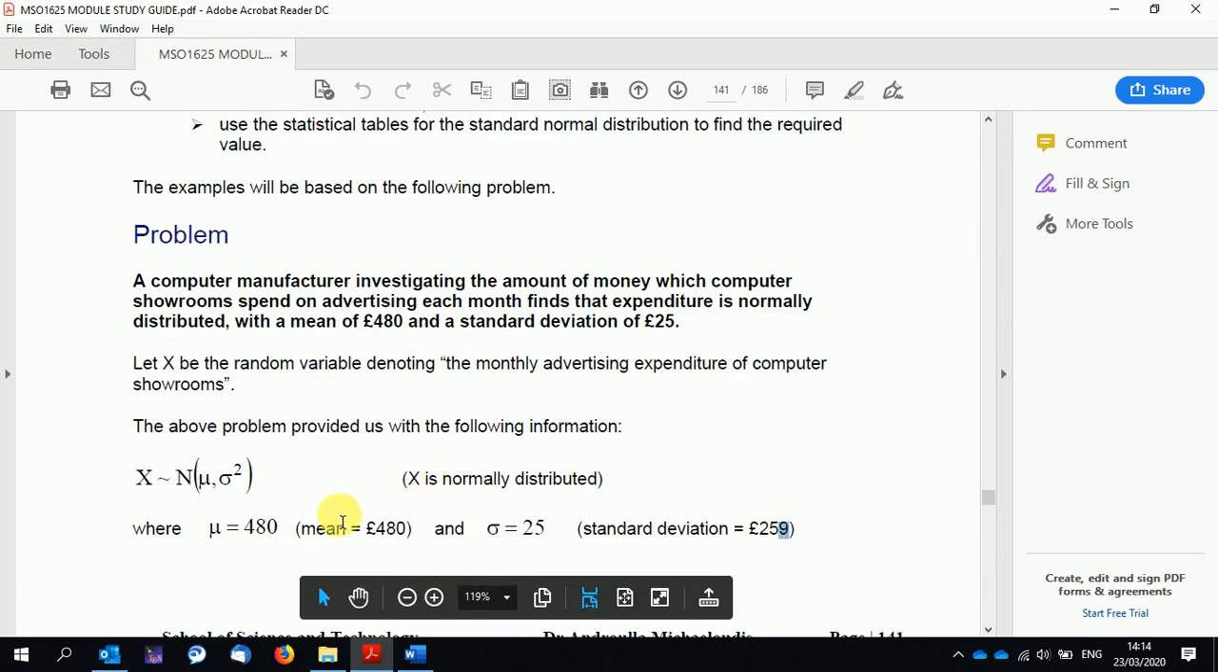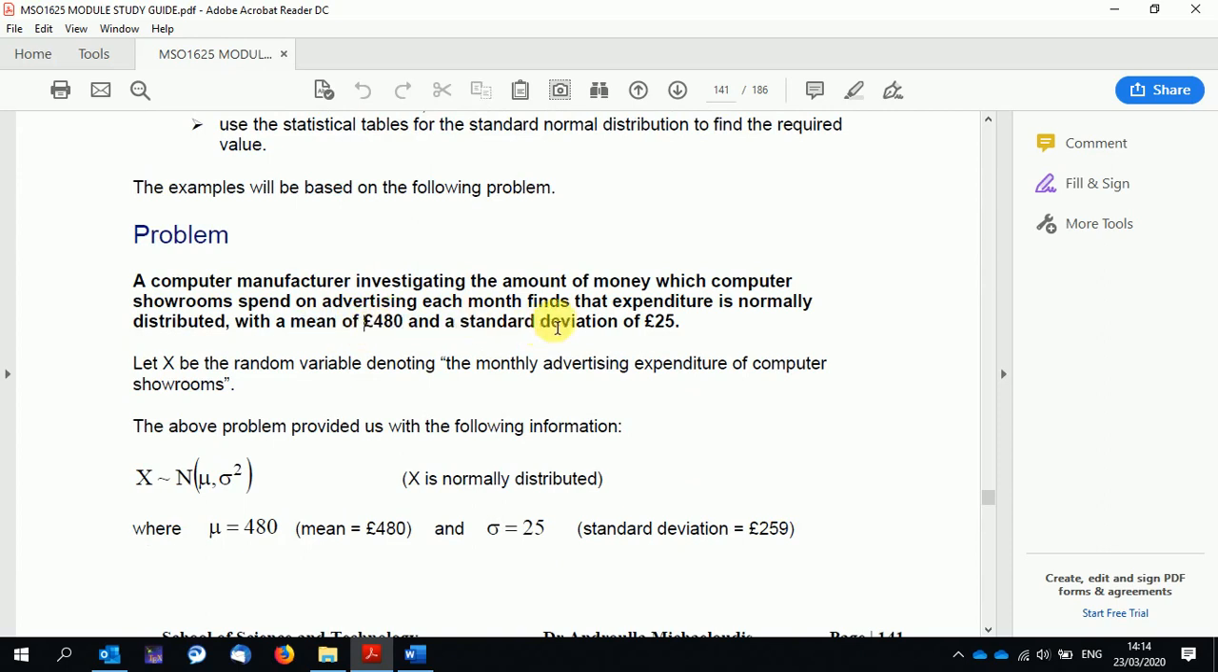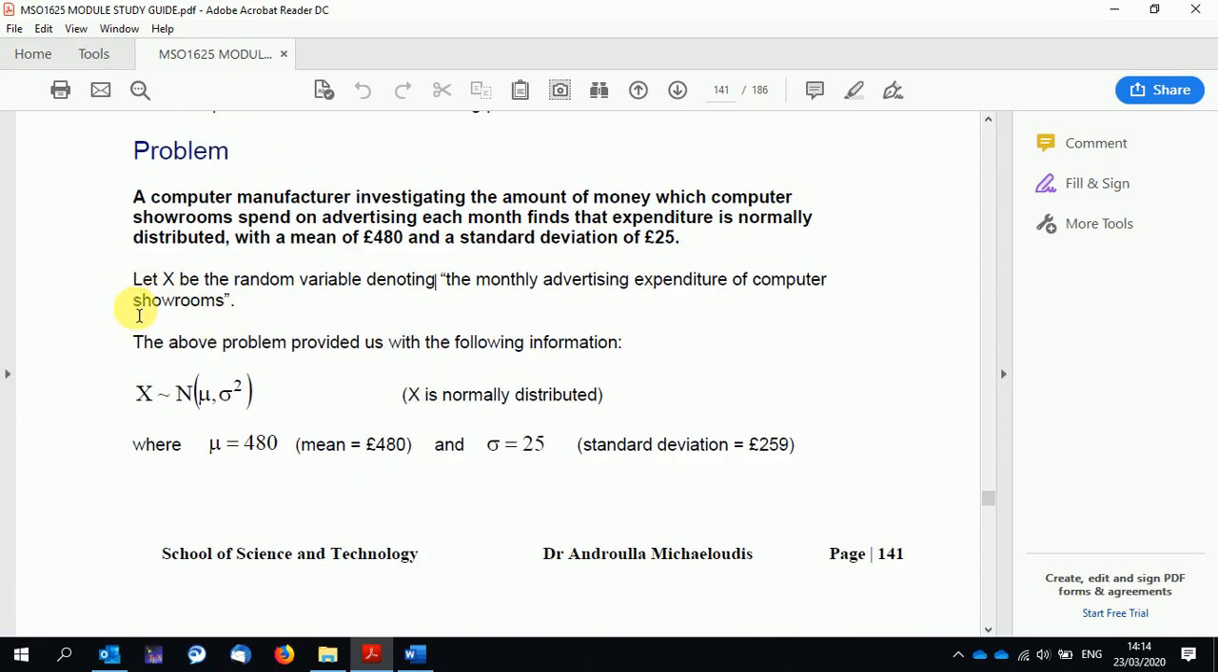Now, if you look at this question, the computer manufacturer and so on, mean is 480 pounds, and standard deviation is 25 pounds here. So the way to answer it is I would expect you to define the variable. So X is the variable here, denoting the monthly advertising expenditure of computer showrooms. So this is worth writing down for the exams.